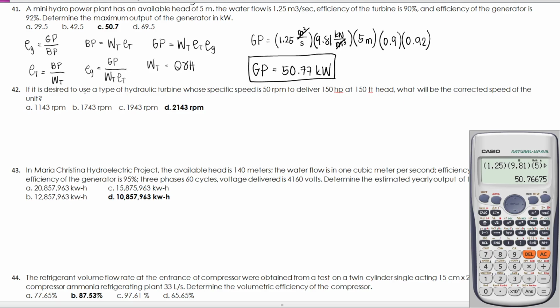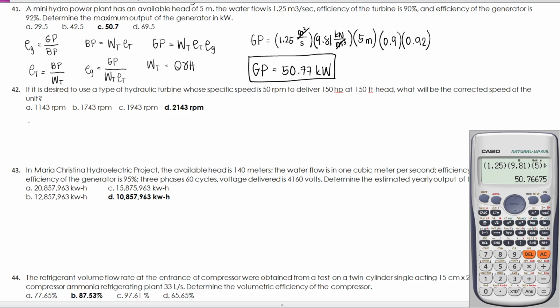If it is desired to use a type of hydraulic turbine whose specific speed is 50 RPM to deliver 150 horsepower at 150 feet head, what will be the corrected speed of the unit? So, dito ang hinahanap, ano daw yung corrected speed niya? Kung ang magiging specific speed is 50 RPM based dun sa specific type ng hydraulic turbine na gagamitin.